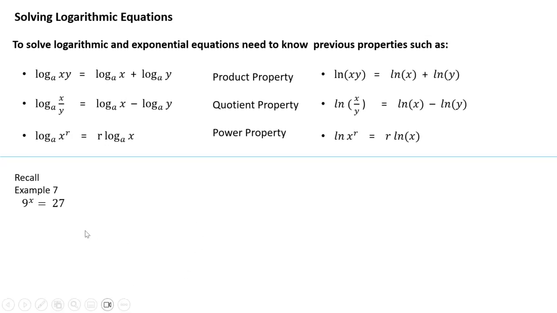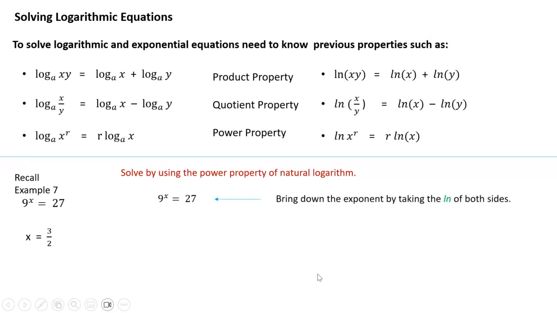So this is a recap, let's recall example 7. This was my answer. Now, solving by using the power property of the natural log, we're going to solve it another way. Okay, so here it is. To do it by taking the ln, we have to bring down the exponent, so we're going to take the ln on both sides.